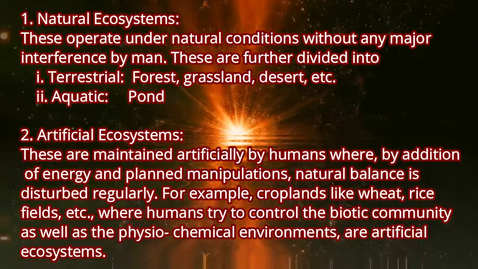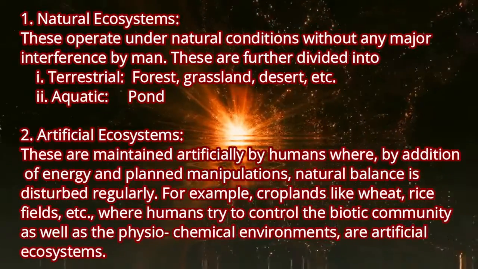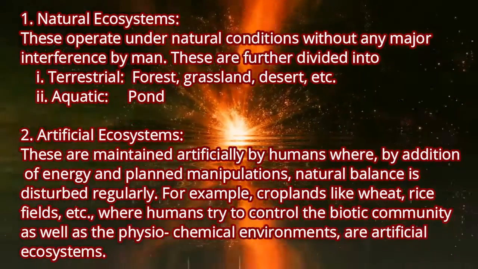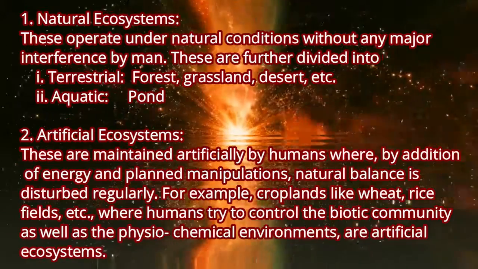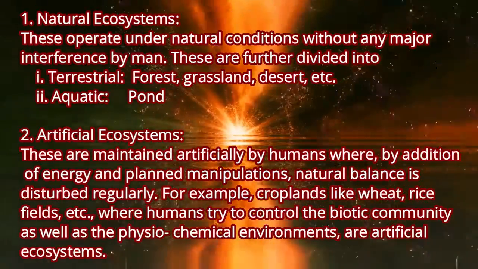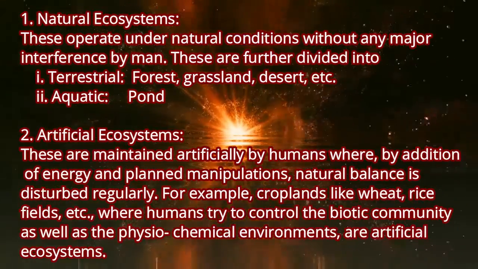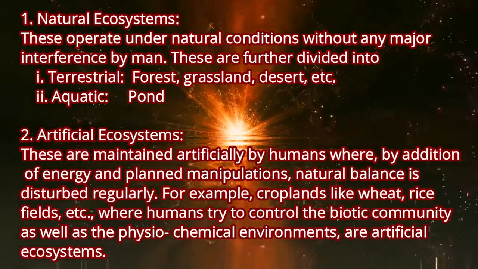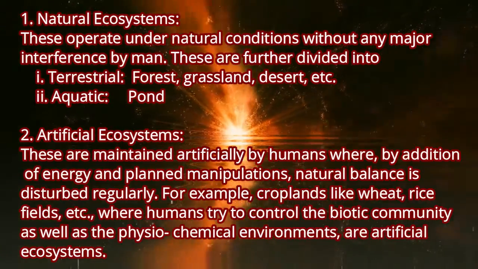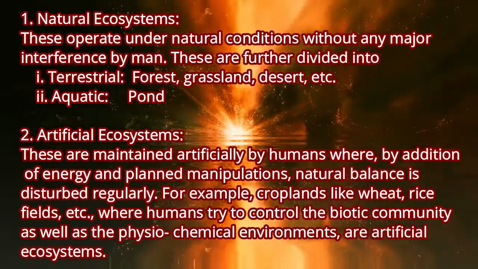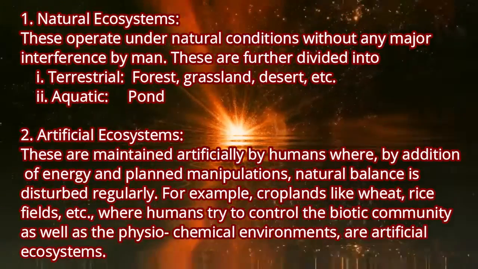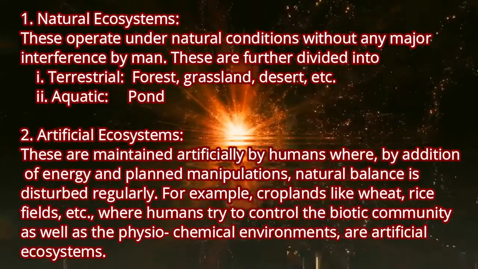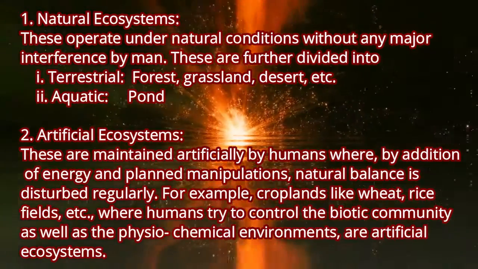Okay, now a natural ecosystem is something which is built by nature. For example, if you see a forest, a grassland, a desert, it is built directly by nature. No humans have built it, right? Those ecosystems are called natural ecosystems. Also, if we see a lake, a pond or a river, that is also built by nature and is called a natural ecosystem, right?